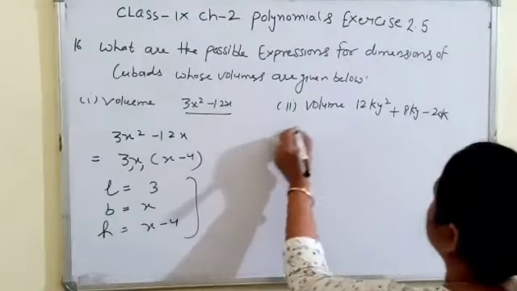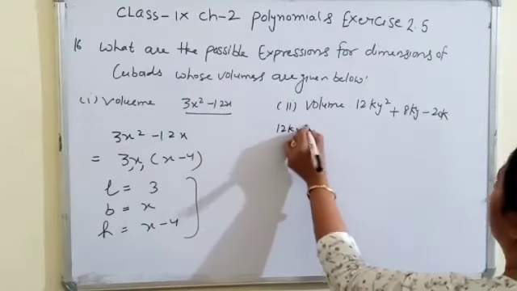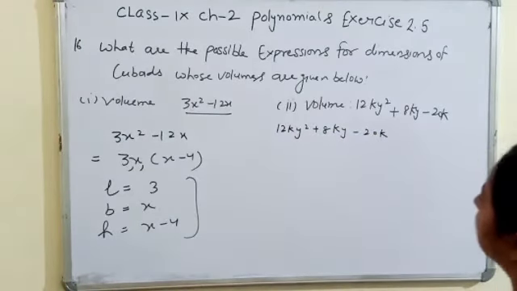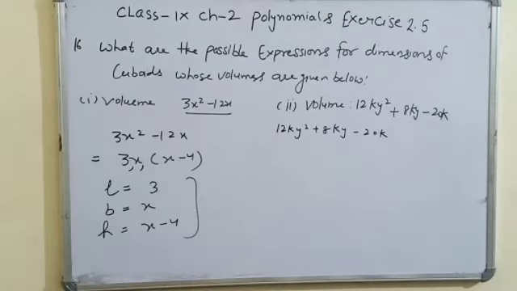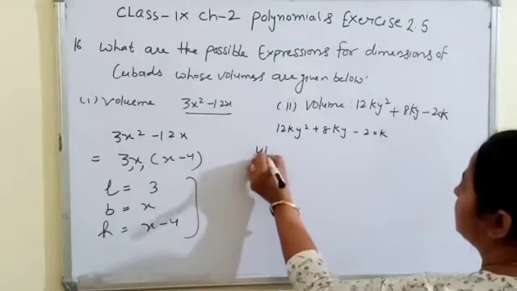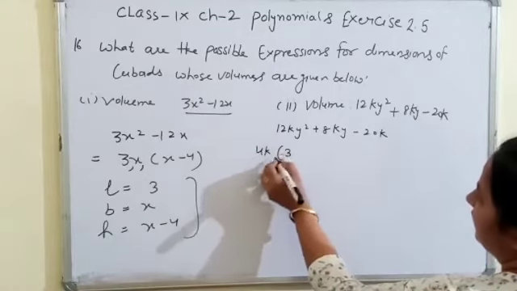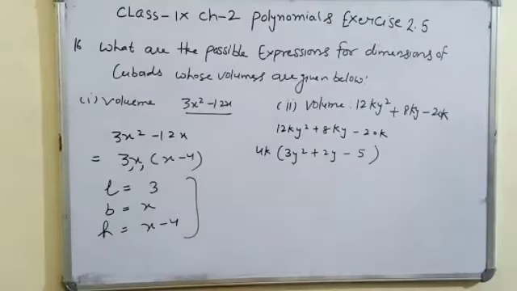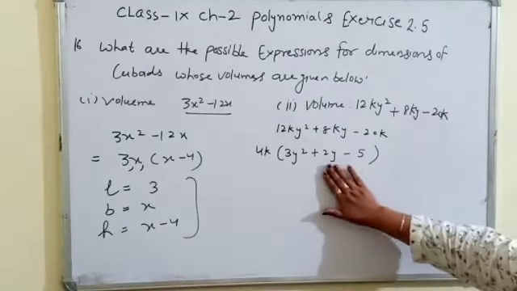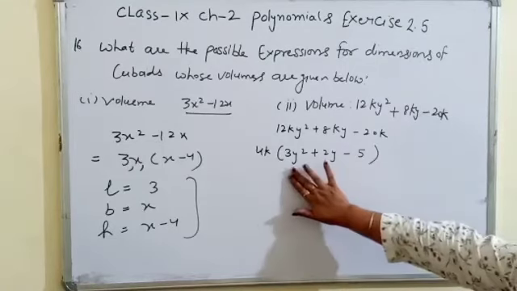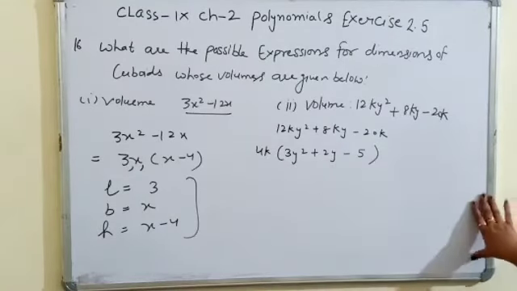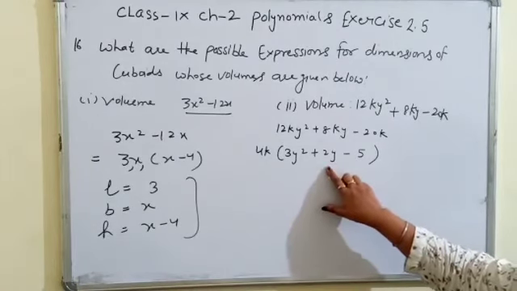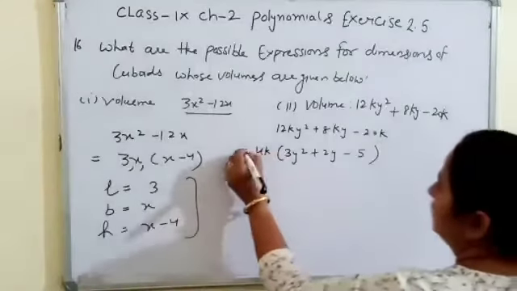Let's see the second one, that is 12ky square plus 8ky minus 20k. Firstly, you can see here we can take 4k common from all three terms. So let's take it common. What is left is 3y square plus 2y minus 5. Now make the factors for 3y square plus 2y minus 5. The multiplication is minus 15 and the sum required is 2, so we take plus 5 and minus 3. We can make these two factors.